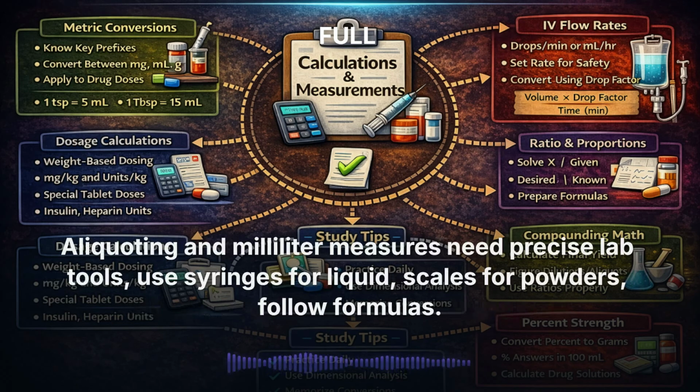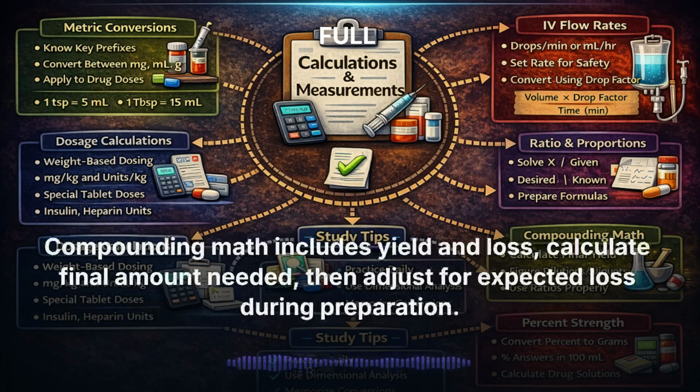Aliquoting and milliliter measures need precise lab tools. Use syringes for liquid, scales for powders, and follow formulas. Compounding math includes yield and loss. Calculate the final amount needed, then adjust for expected loss during preparation.